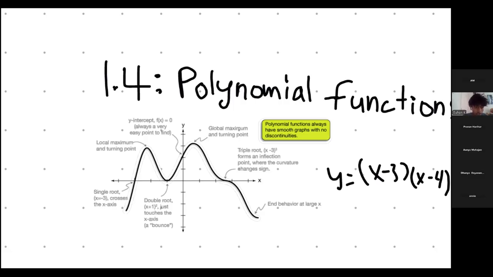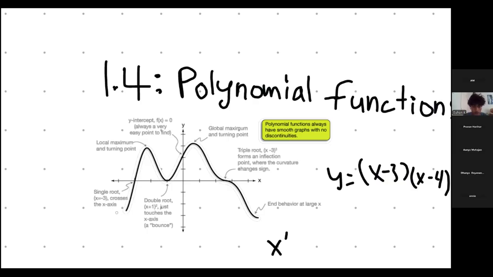So when it's just a single root, single refers to the power of x. So for example, x to the 1, then it just crosses the x-axis. It's just passing through, right?